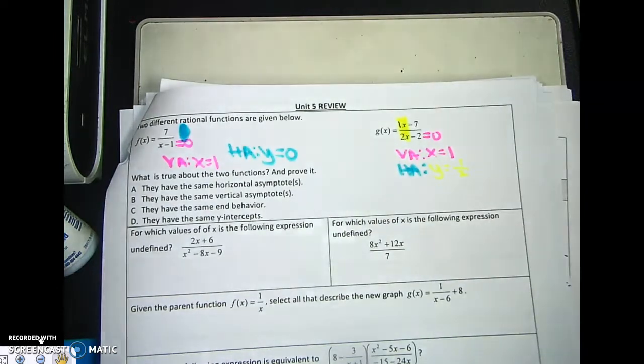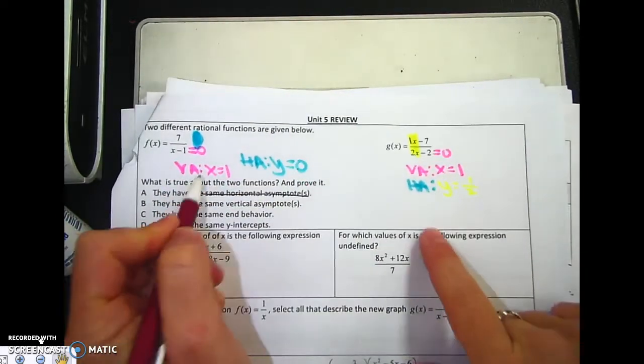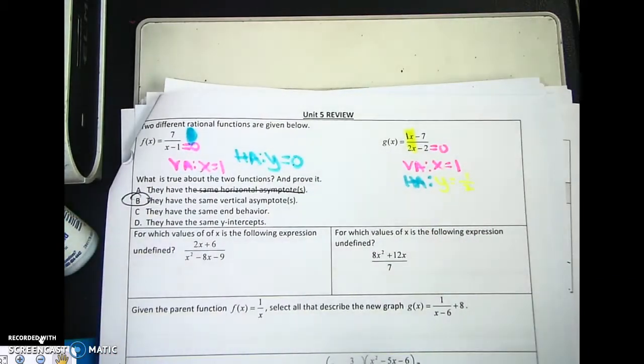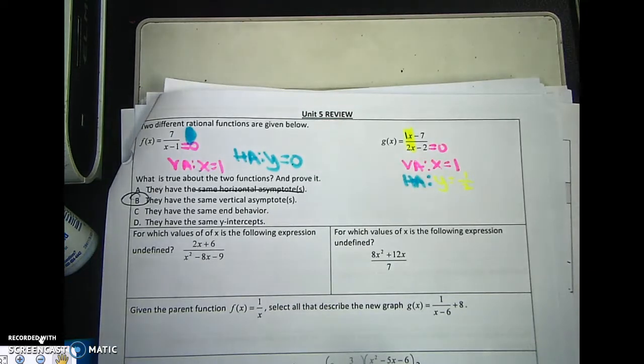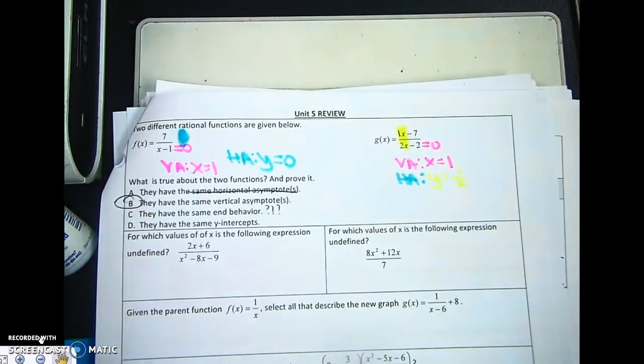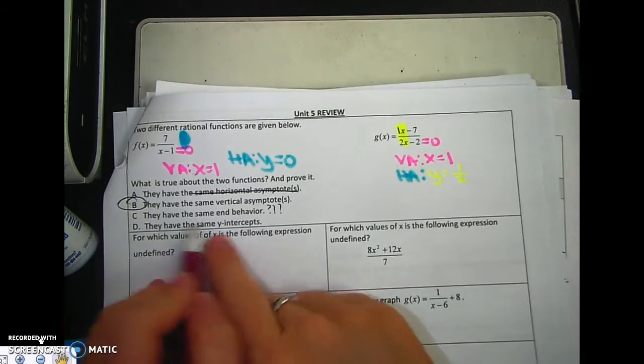Okay? So we talked about, let's see, they have the same horizontal asymptote. No, they don't. They have the same vertical asymptote. Yes, they do. They have the same end behavior. If you graph it, you can find out, and you can graph that on your calculator. I don't know the answer to that. You'll just have to look and see if the end behavior is exactly the same. And then they have the same y-intercept.